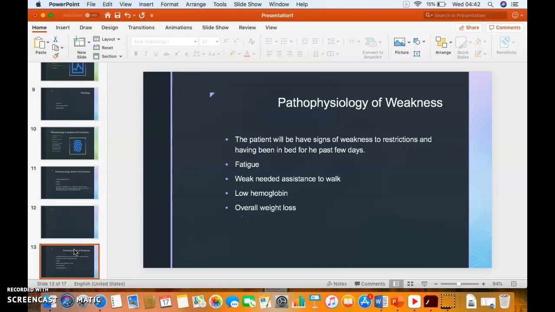The pathophysiology of weakness: I built this into the diagnosis because the patient did appear weak. He had limitations and restrictions. He's probably been in bed at the long-term facility because he hasn't been feeling good. He was very fatigued. He needed assistance to walk. It could be contributed to by his low hemoglobin of 8.3 and also the overall weight loss he has had the past 6 months.